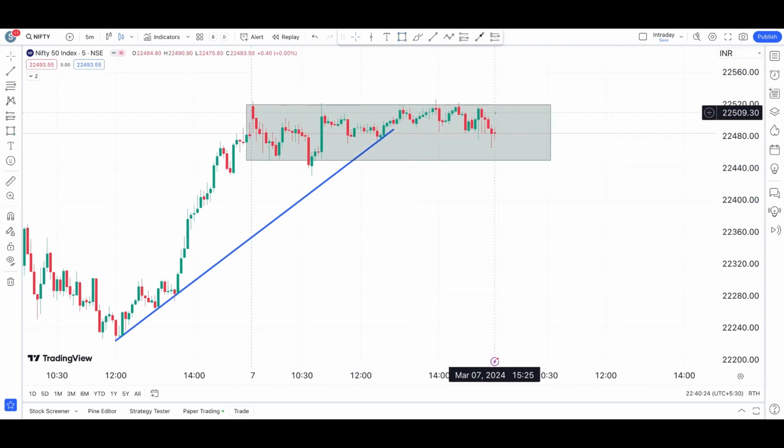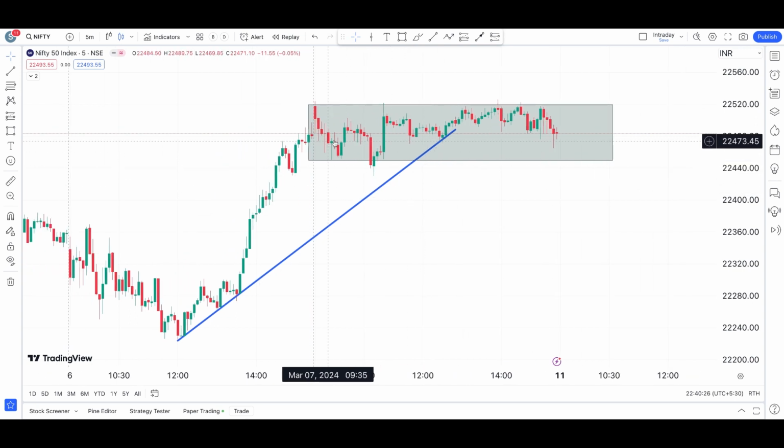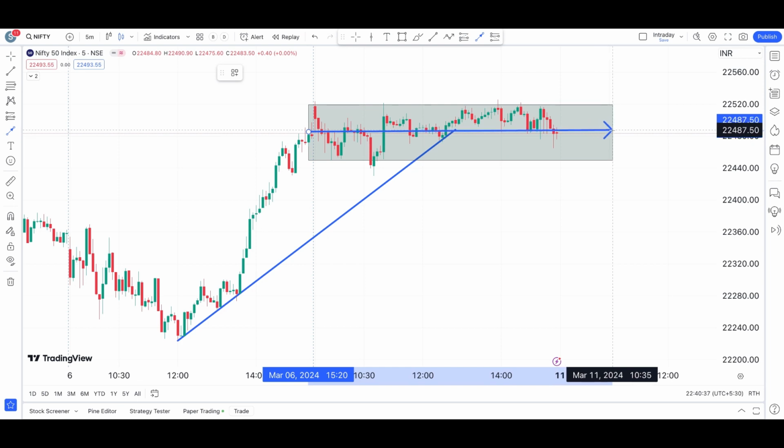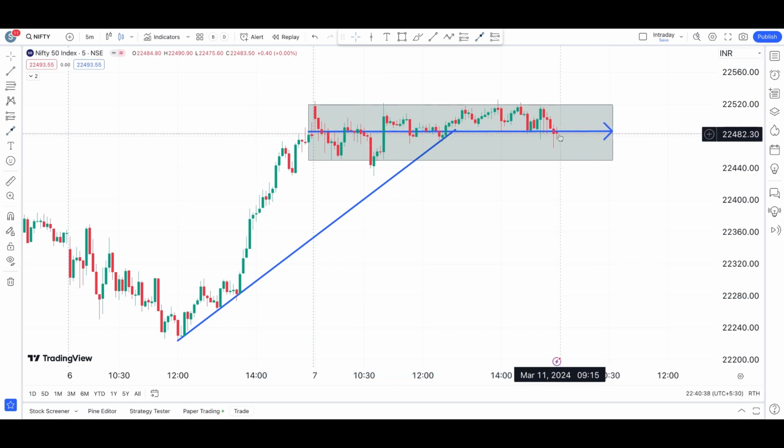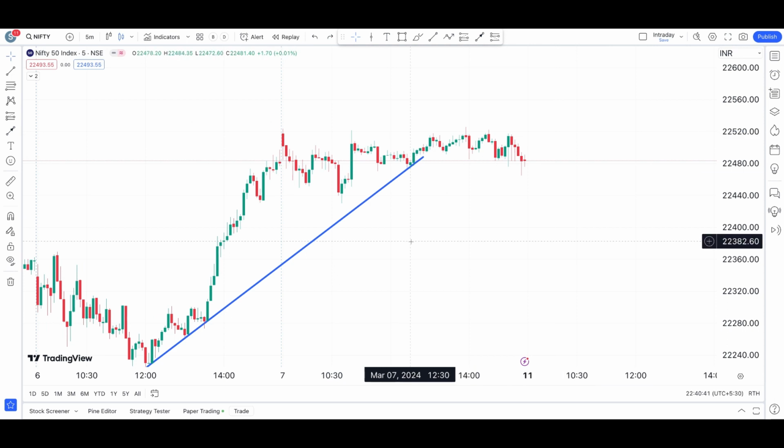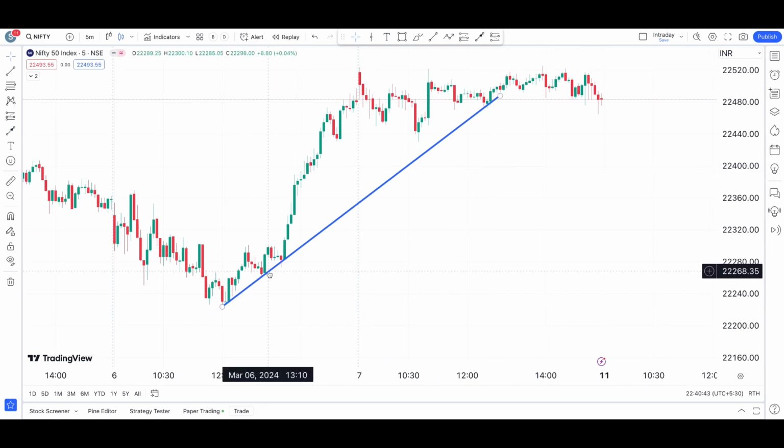It's in a perfect box zone today. Nifty was struggling to go up, and it was going in both directions for some time. But at the end of the day, it's definitely a good sideways market today for the Nifty. Okay, but if you see, this trend line is coming from yesterday.